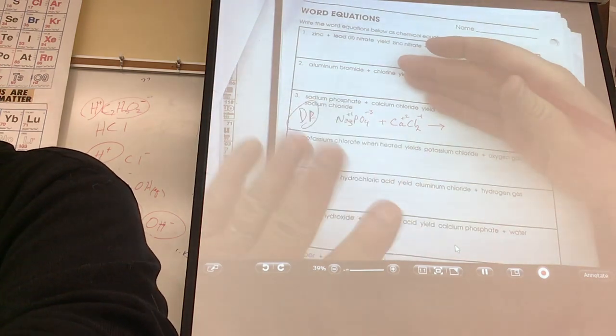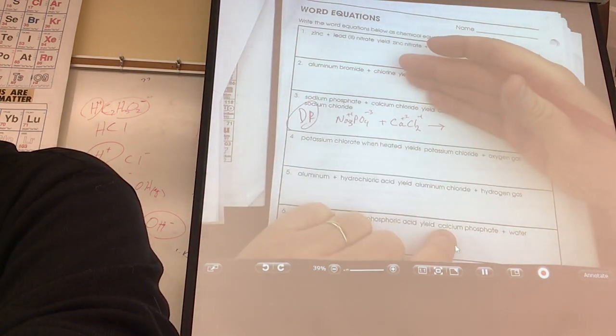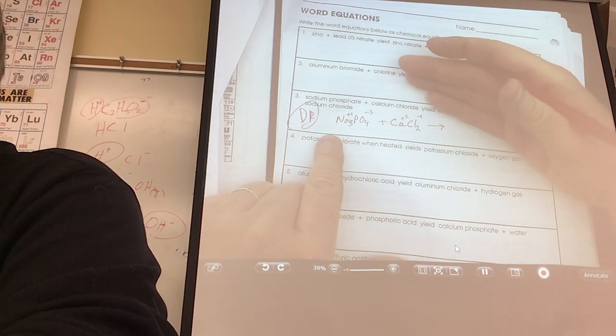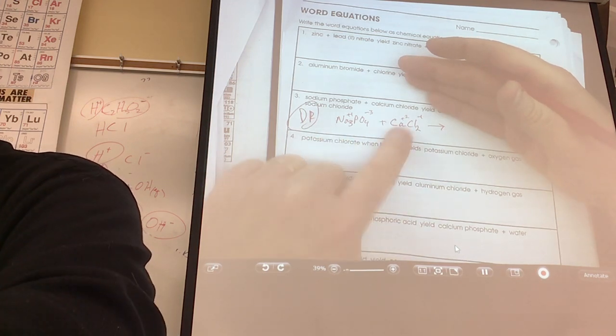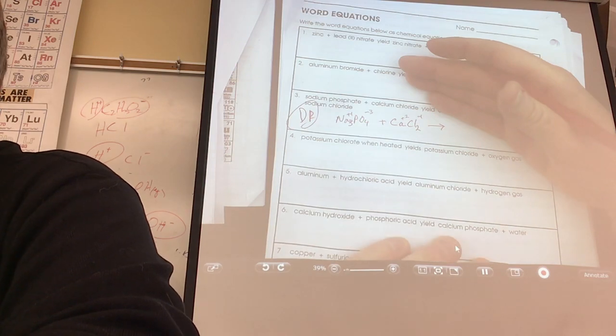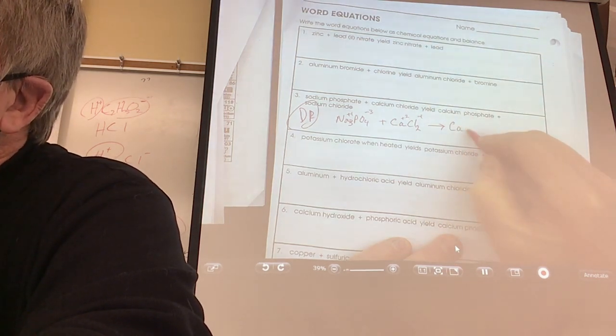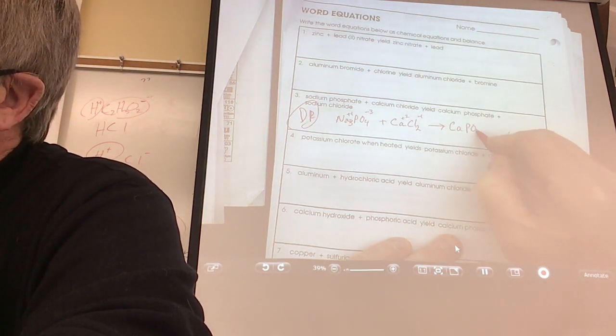Kyle, again. What do you got? Help me out. Tell me one of the products. It's double replacement. So sodium's kicking calcium out, calcium kicking sodium out. Okay, say it in English. What's the name of the compound? Calcium. Okay, so calcium phosphate. Now we have the name right. Let's see if we have the formula right.